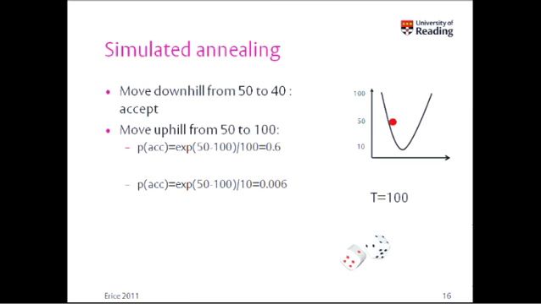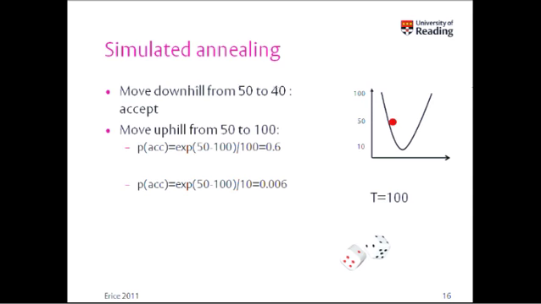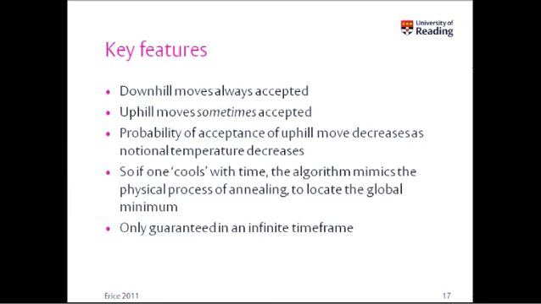When we have the temperature high, very large moves from, say, here up to here are permitted. As we move on, we cool the system down, and it becomes increasingly unlikely that these large jumps are going to be accepted. So downhill moves are always accepted, uphill moves sometimes accepted, and the probability of uphill moves goes down with time. So it mimics annealing, and it will hopefully locate the global minimum.